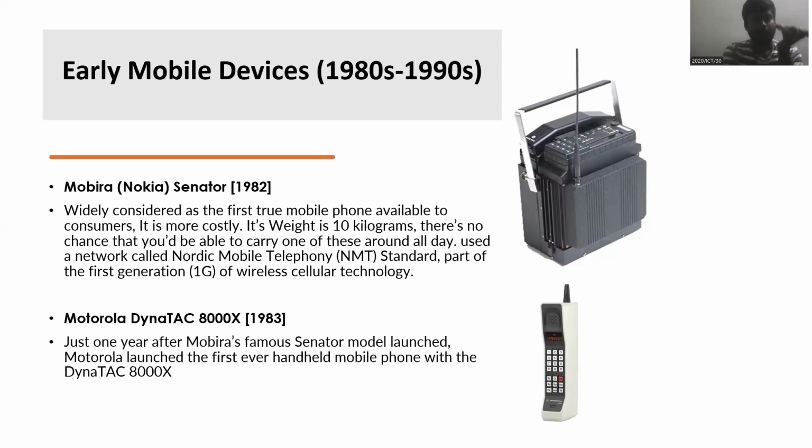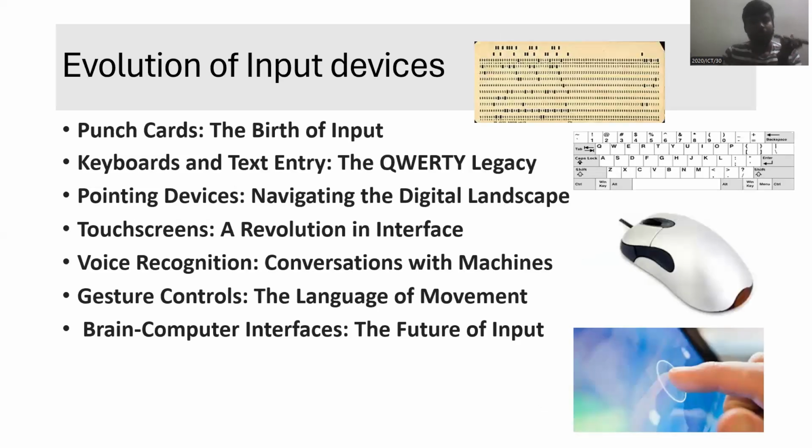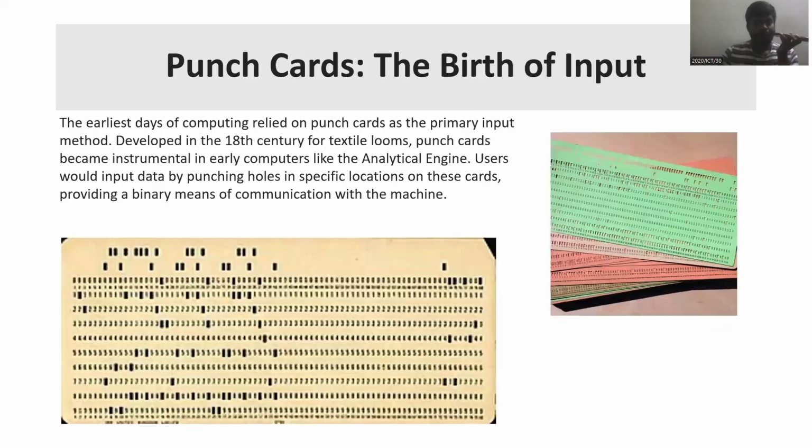This is the earlier days mobile devices in 1980 to 1990. Next one is Motorola DynaTAC 8000X 1983, and let's move to the evolution of input devices. In earlier days, we were using punch cards as the input devices. We called it the birth of input, the punch cards. Next one, keyboards and text entry. Next one, pointing devices, touch screen, voice recognition, gesture control, and brain-computer interfaces.